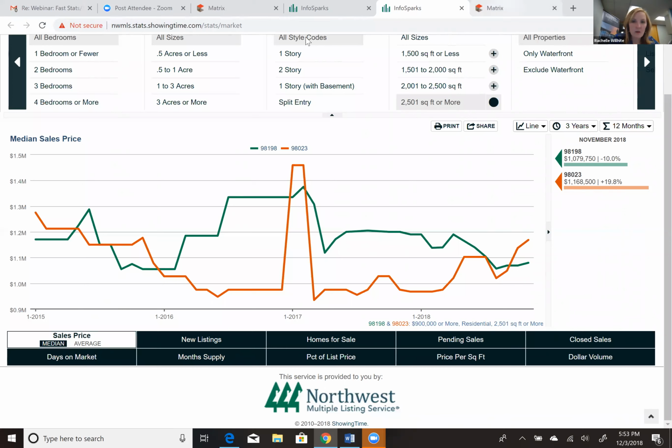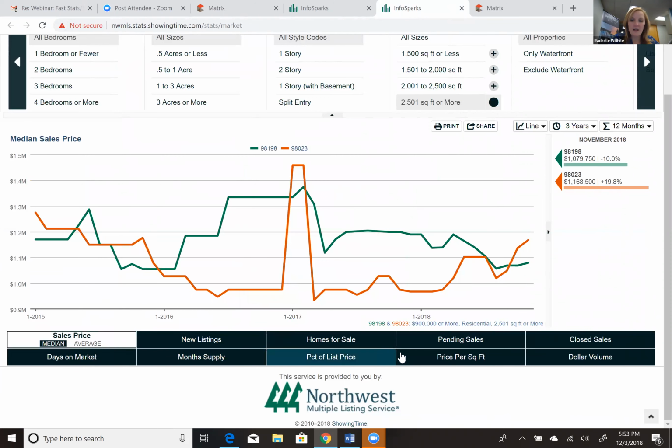I believe our listing price is $1,095,000. So if we were to drop the price, that might be something we do, is we get closer to the median, or get our seller on board with adjusting or negotiating, knowing that number.